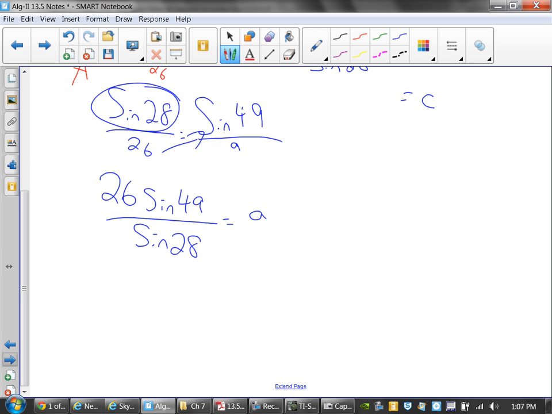Yes, right? When we round decimals, do you want it to one decimal place or 2? I always round to 2 decimal places. I always do 2. So in this one, what'd you guys get with 26 sine 49? 41.80.